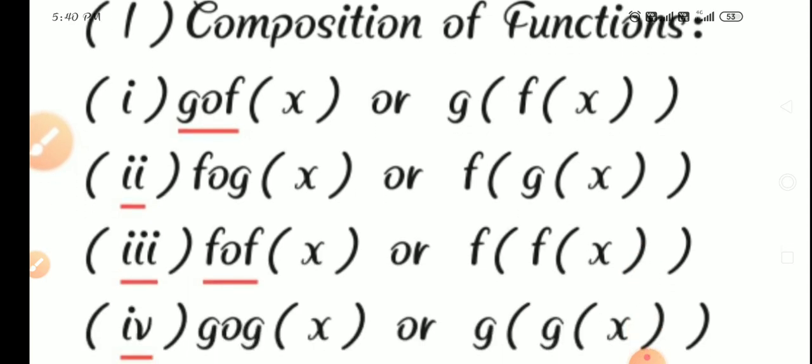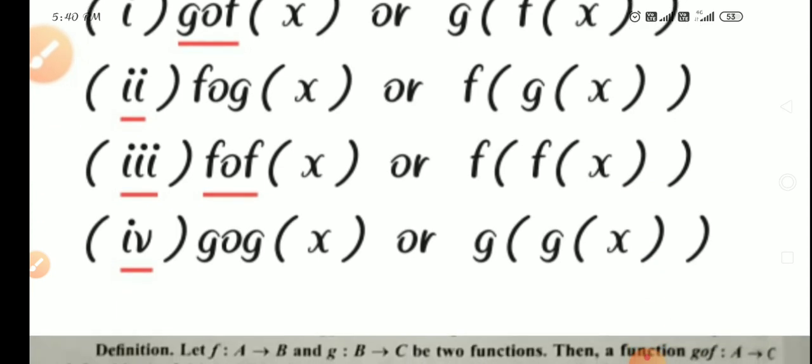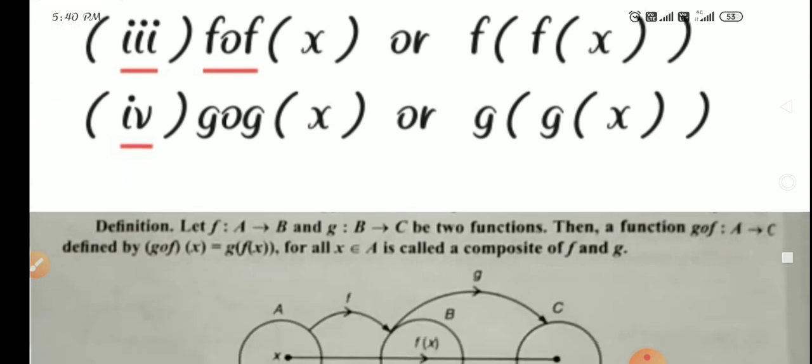fog(x) is also a composite function, but it is the composite function of g and f. First apply g and then f. fof(x) is also a composite function. First apply f, then also apply f. gog(x) is also a composite function. First apply g, then also apply g. It means g(g(x)).